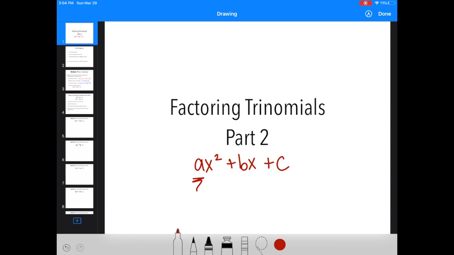So you'll see these sections in your textbook divided into two. I call it part 1, part 2 because it's easier to type up assignments. But in your book, you'll see it as factoring trinomials in the form of x squared plus bx plus c and in the form of ax squared plus bx plus c.